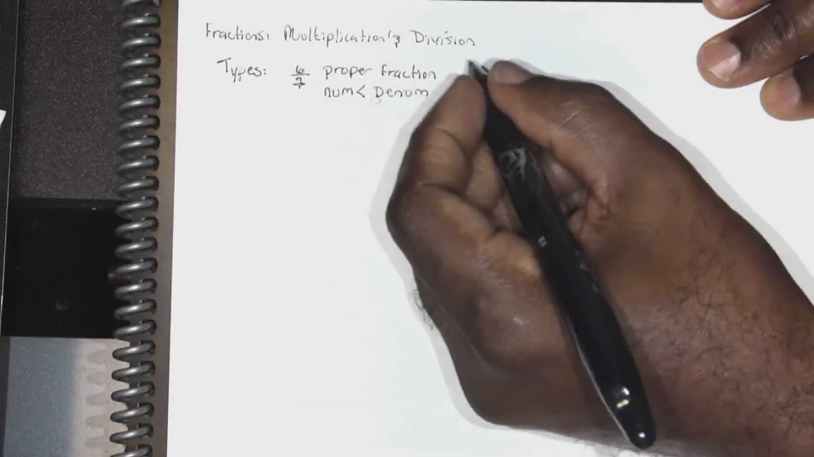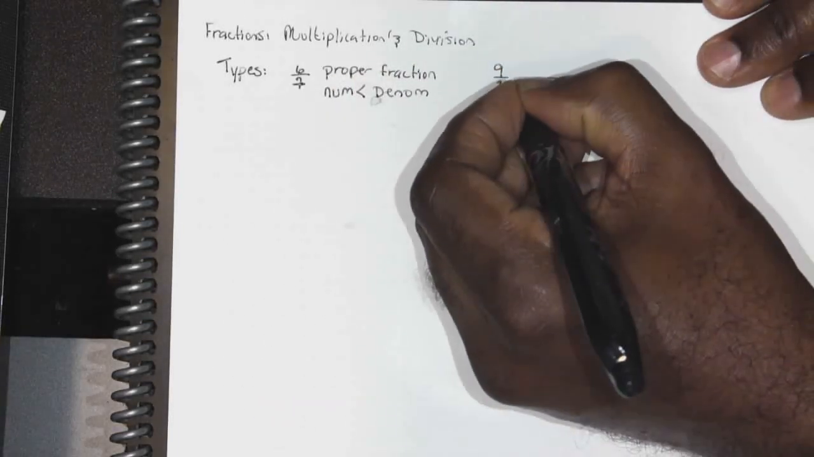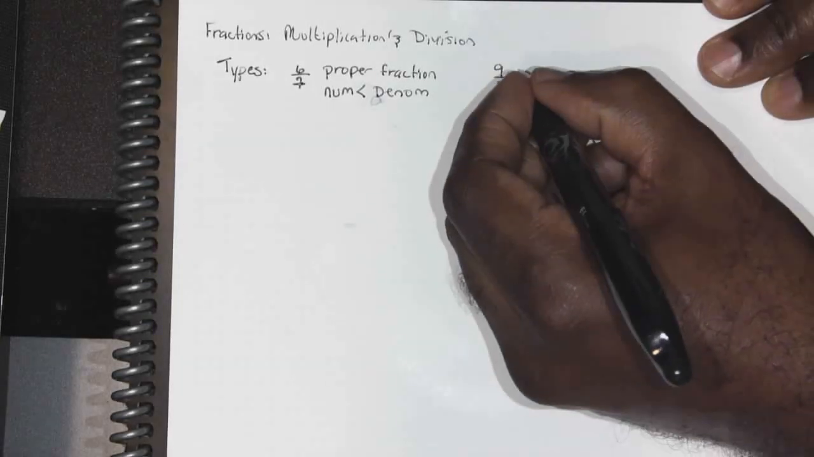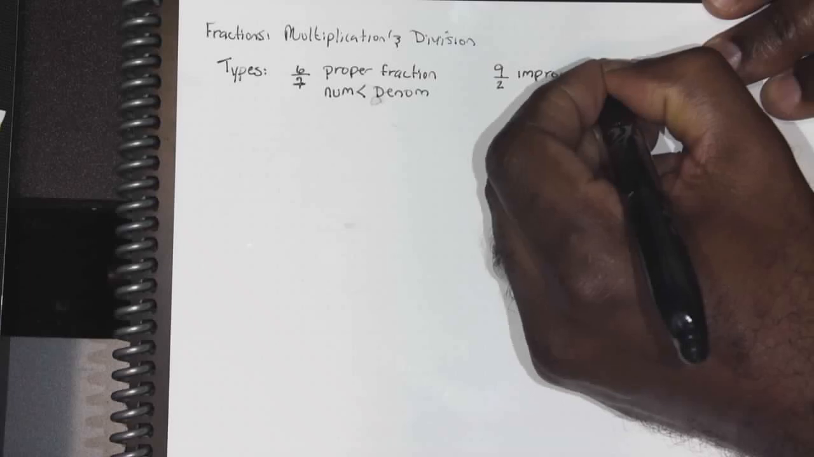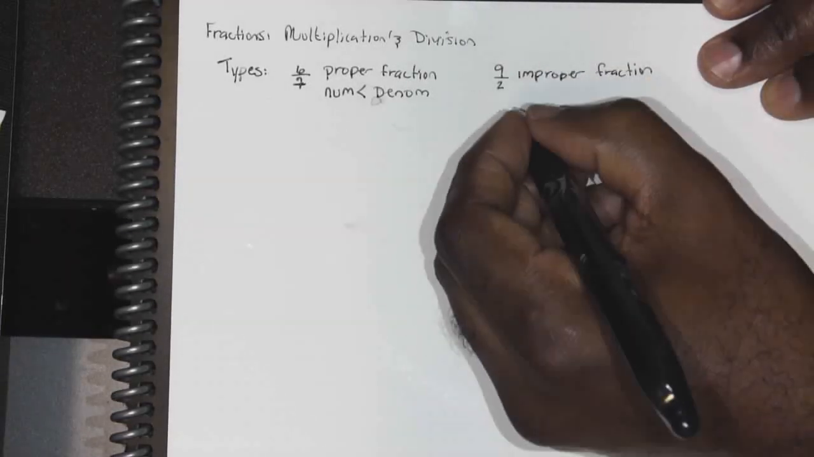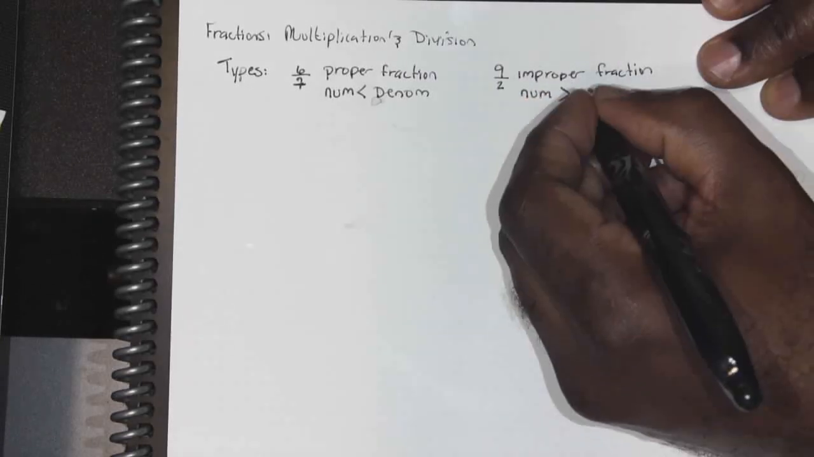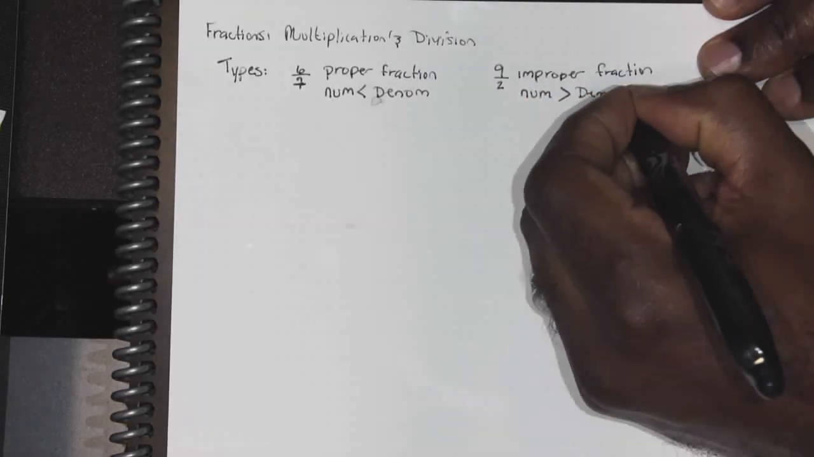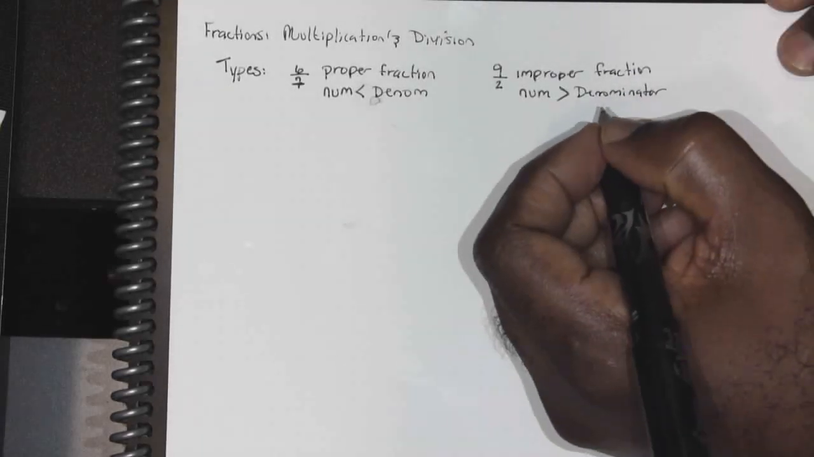Now, the other type is like 9/2. This is called an improper fraction. Alright? The improper fraction is when the numerator is greater than the denominator. I don't know why I wrote that one out. Alright?